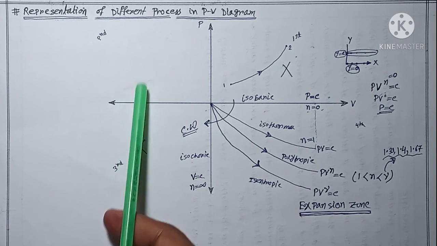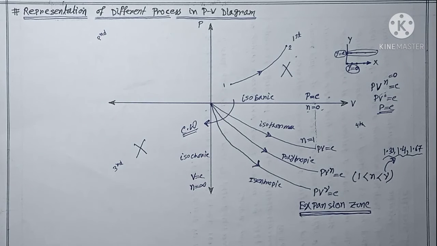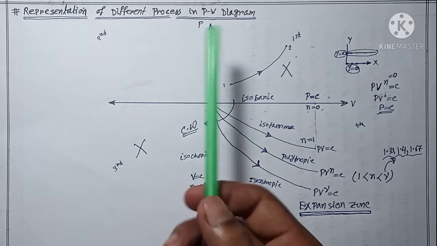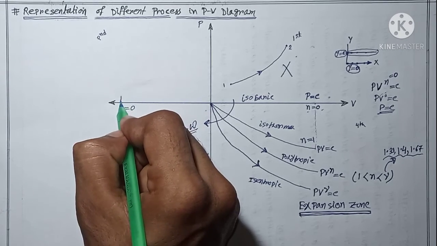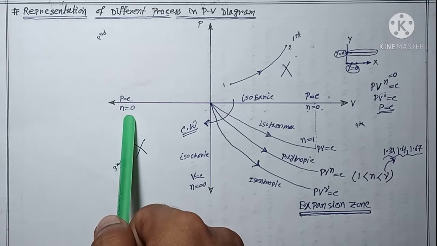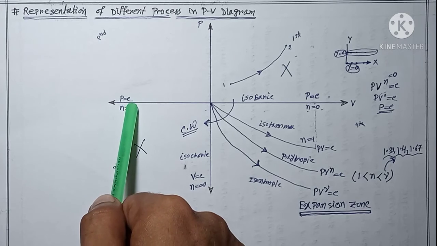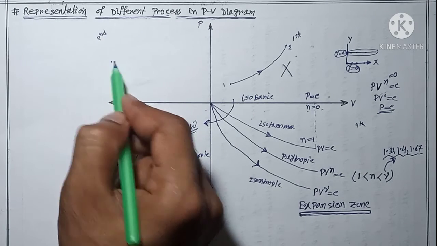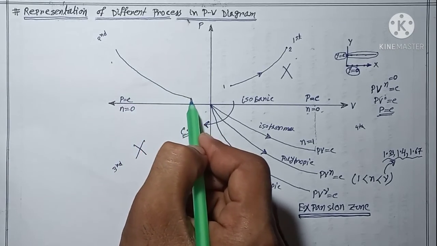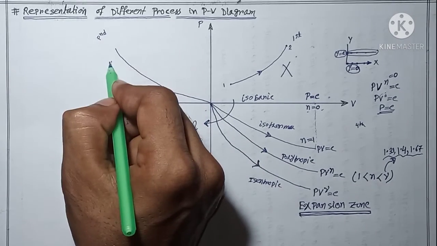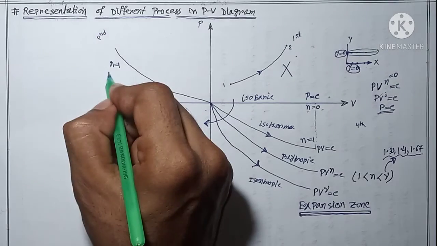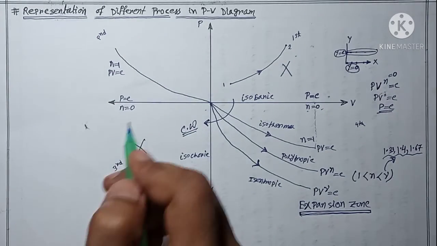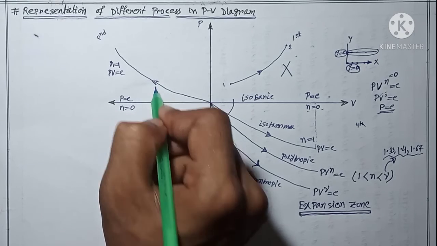So if we go to the second coordinate, simply we can write down whatever we discussed here. Clockwise, the value of n will increase. So here the value of n will be 0, and for which process is the n value 0? For pressure equal to constant. For this process, n equal to 0 means this line represents the isobaric process. Next one is n value 1. For which process is the n value 1? For the isothermal process, means PV is equal to constant.